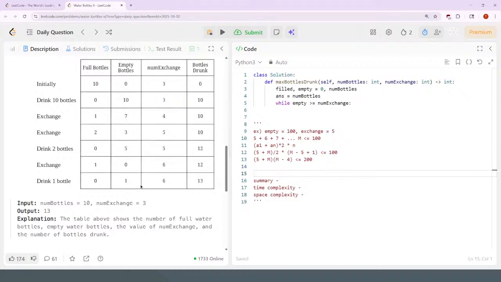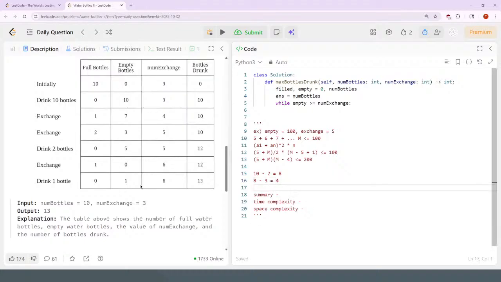So you have 10 minus 2 is 8. 8 minus 3 is 5. 5 minus 4 is 1. And I guess the number of times you made an exchange, you got one more bottle to drink. So 10 plus 3 is 13.